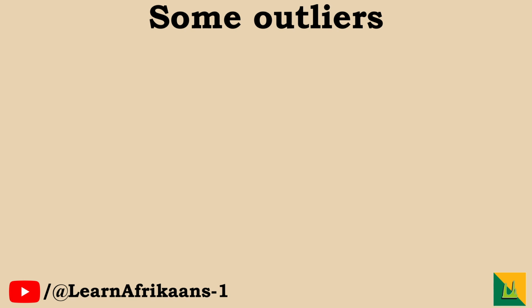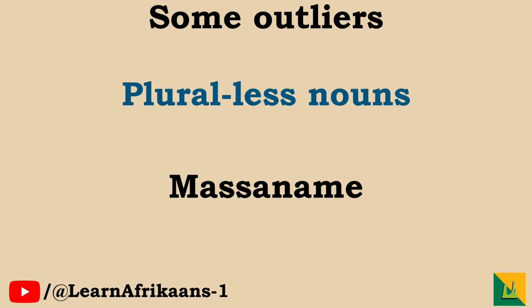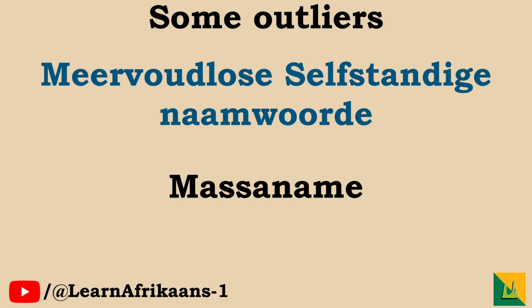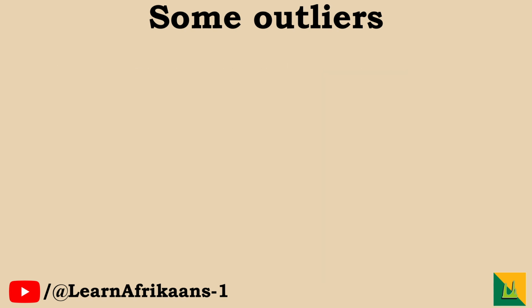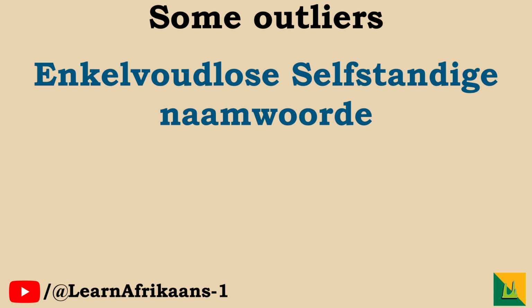There we have the 6 kinds of selfstandige naamwoorde. Let's look at some outlier types that don't follow the normal rules. We have already gone over one, which is Massanaam. They are different because they are pluralless nouns, meervoudlose selfstandige naamwoorde. At the opposite end of that, we also find singularless nouns, enkelvoudlose selfstandige naamwoorde.